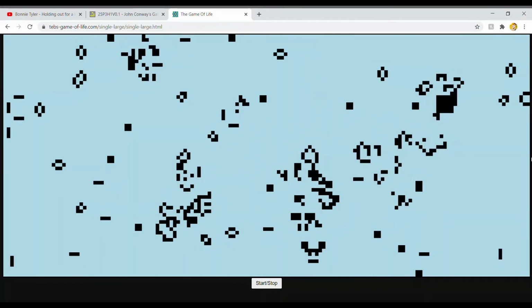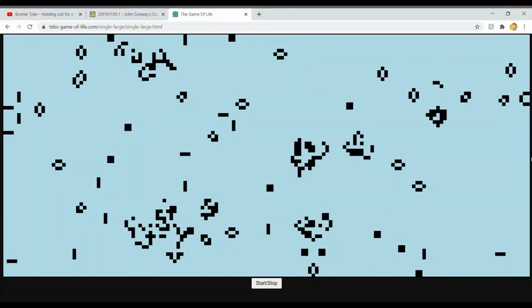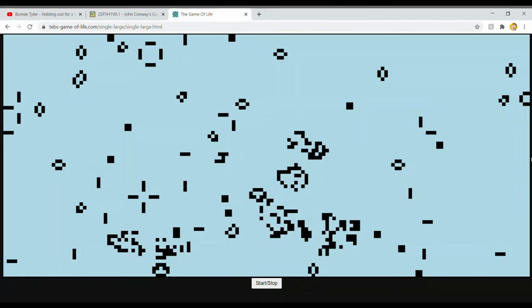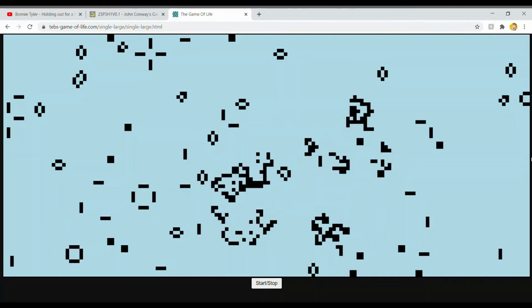For those of you who don't know, the Game of Life is a cellular automaton created by British mathematician John Conway in the year 1970. It works on four rules. Any cell with fewer than two neighbors dies. Any cell with two or three neighbors lives. Any dead cell with exactly three neighbors gets reborn. And any cell with more than three neighbors dies.